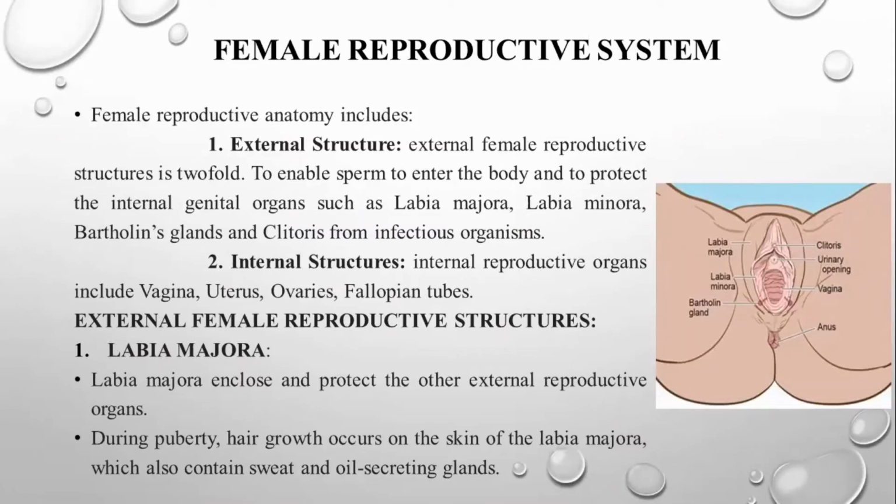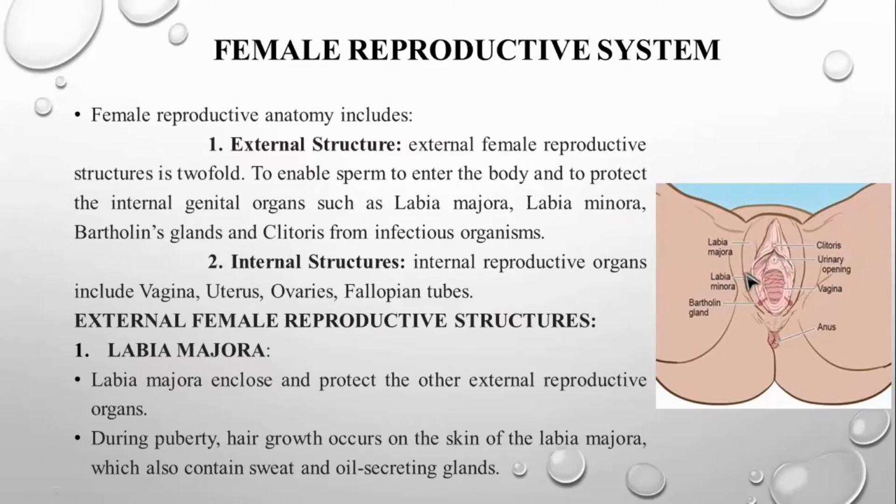Just like the male, the female reproductive system also has an anatomical structure, both external and internal. The external structure is going to have two folds, two layers of skin, which enable the sperm to enter into the body and protect the internal genital organs, such as the labia majora and labia minora, the Bartholin glands and the clitoris, from infections by organisms.